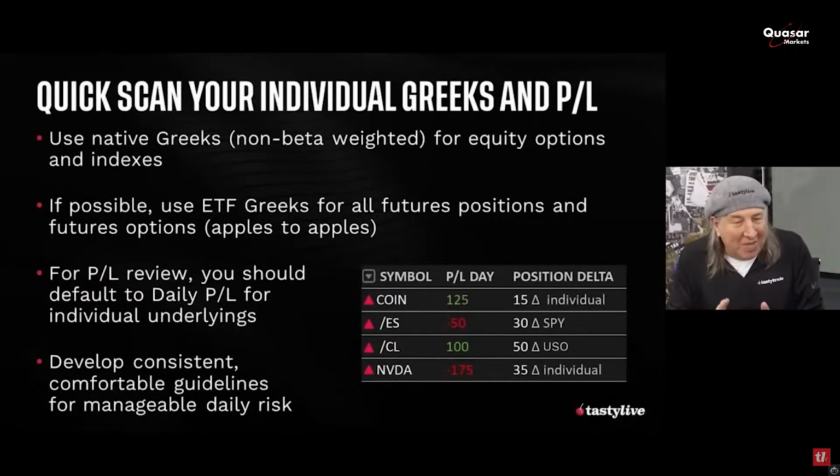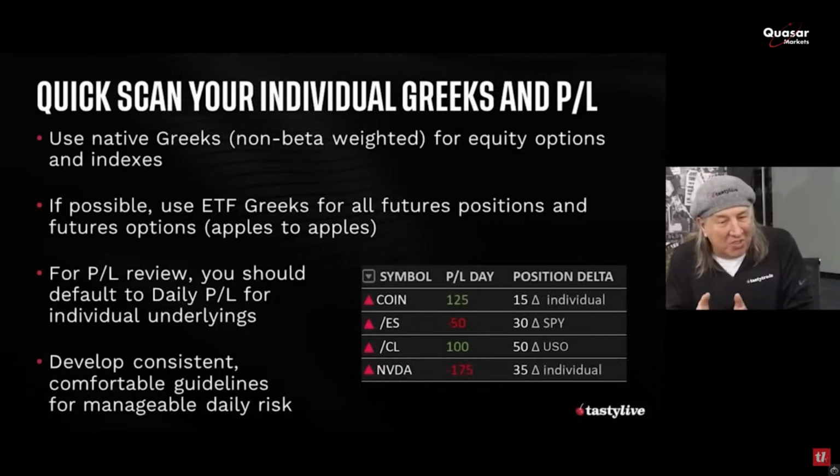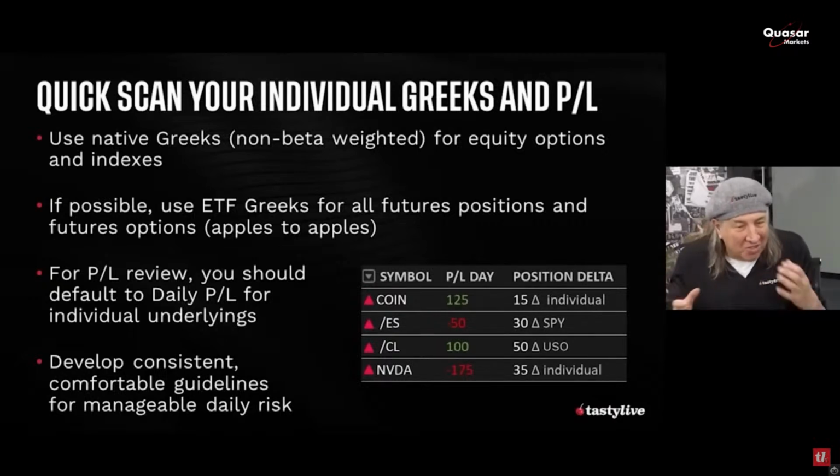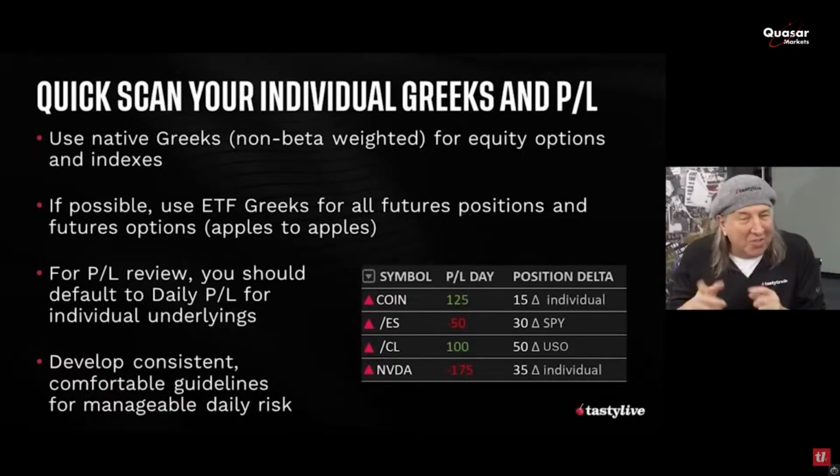On the right-hand side of this page, you see I put a couple of symbols. Coinbase, for example, my P&L, let's just say today is $125 plus. And the position delta, it's an individual position delta. Those are coin deltas, not converted to SPY, is 15 long deltas. In the ES, my P&L is down $50. Those converted to SPY equals 30 SPY deltas, not ES deltas, but SPY deltas. CL, which is crude oil, I converted with a plus 100 P&L. I converted those to USO deltas to make it simple because you understand that. And NVIDIA, the same thing, to 35 individual NVIDIA deltas.